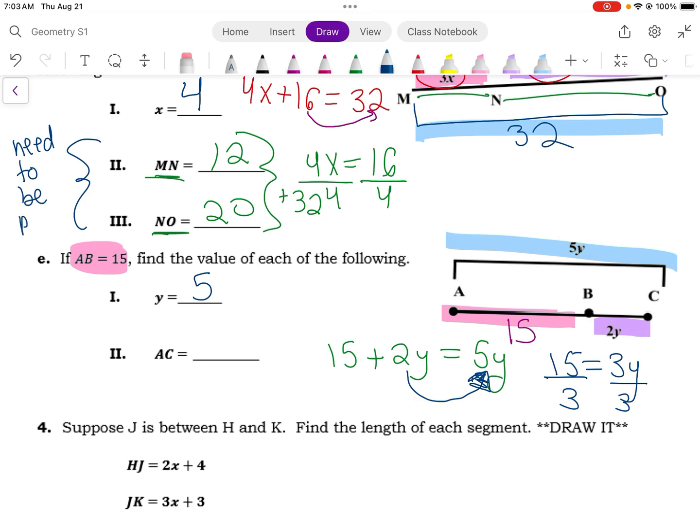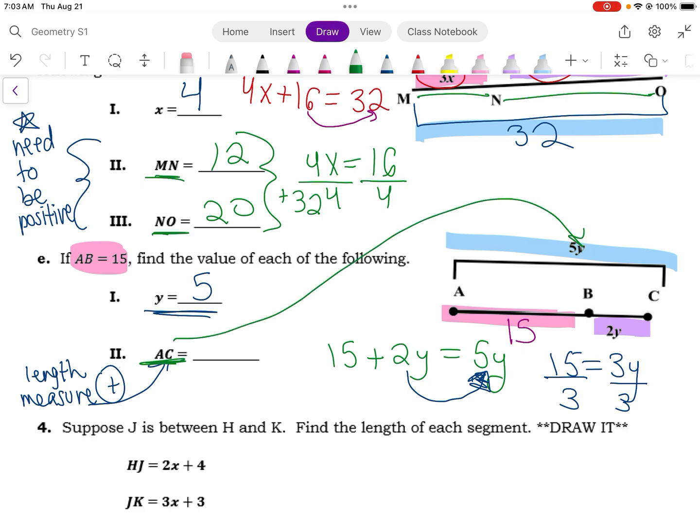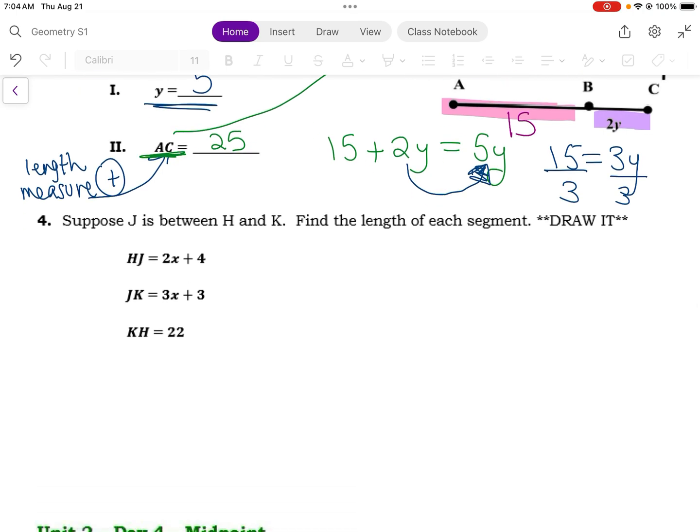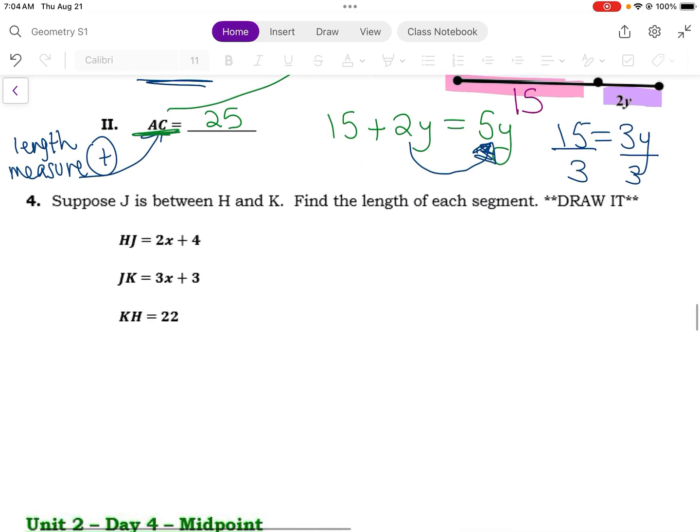Okay, so if you plug it back in and your answer is not positive, you might want to check. Okay, if your variable is negative, that's okay. Just your actual length measure needs to be positive. Okay, so y equals 5, and then let's plug it back into AC. So which one is AC? AC is the big one, so 5 times 5 is 25. Okay, so labeling and coloring will definitely help you when you're solving this. All right, now we're going to draw them. Okay, last one, drawing, and then you'll have some practice.